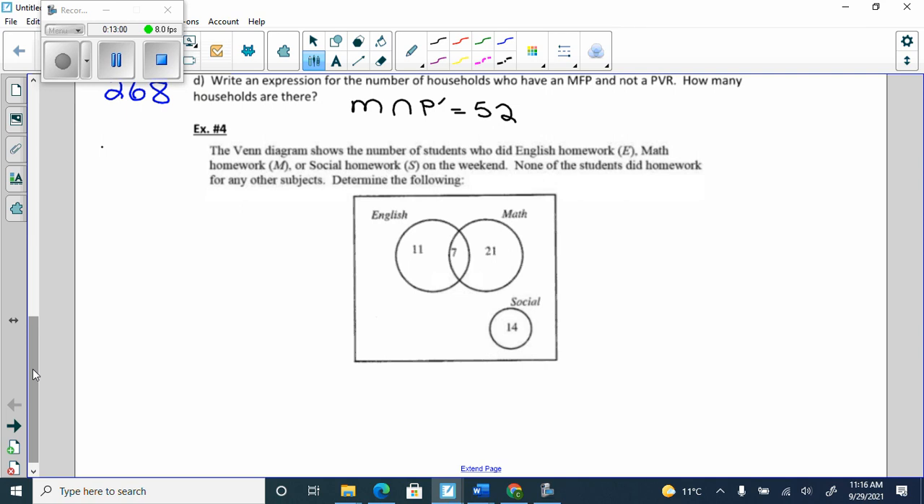Some people who did English did math. Some people who did math did English. There's 7 of them. No other overlap. So we're going to look at the back. It says n of E. How many would it be? 18. Good answer, Alexa. Then we have n of E, but not M and not S.